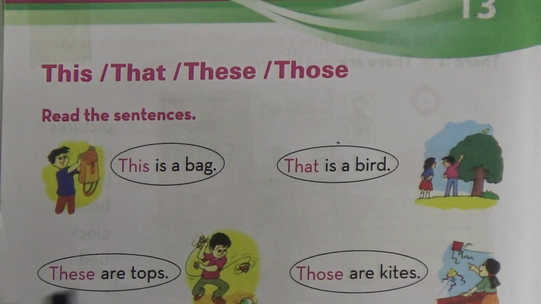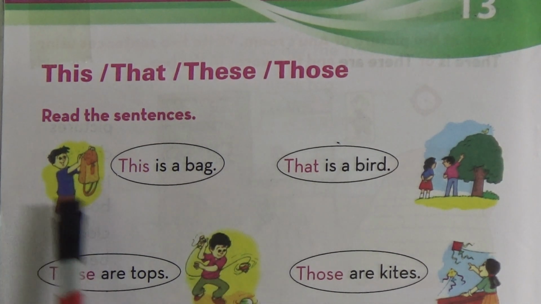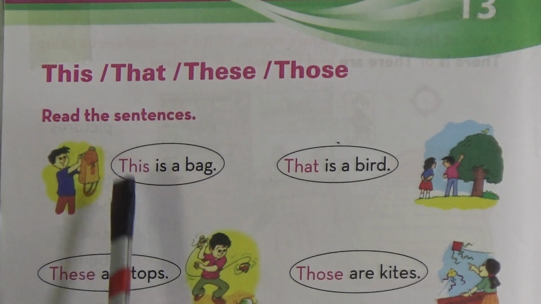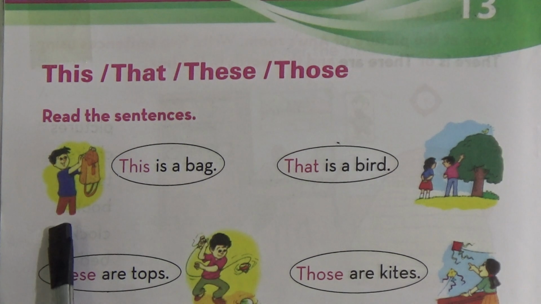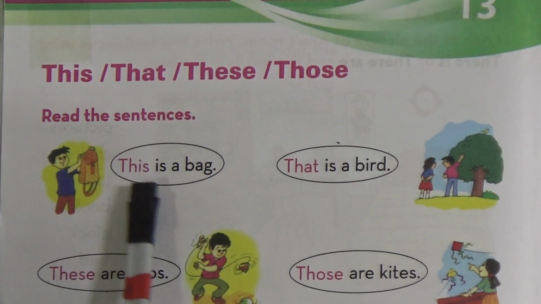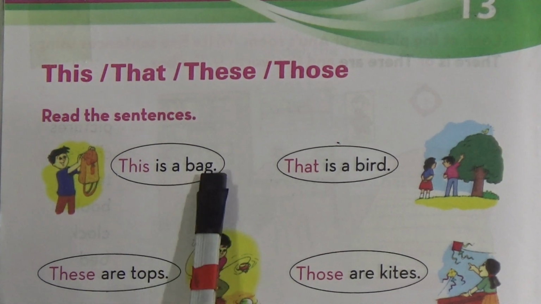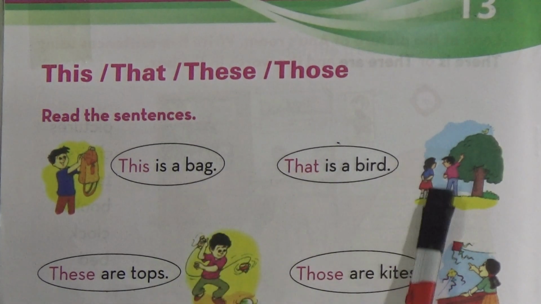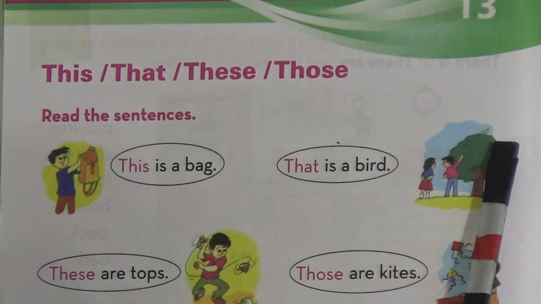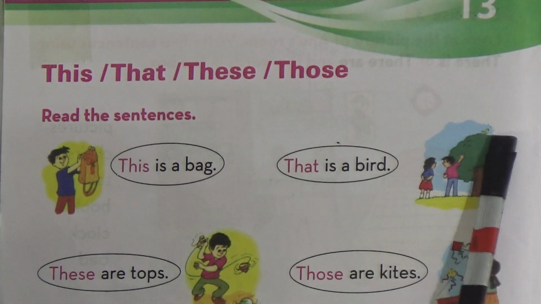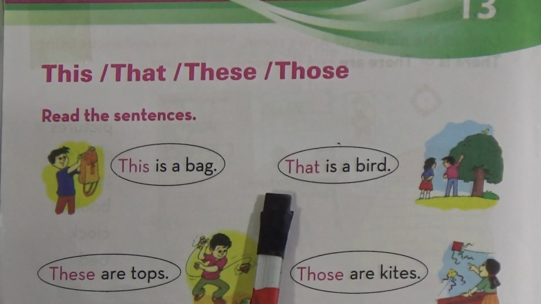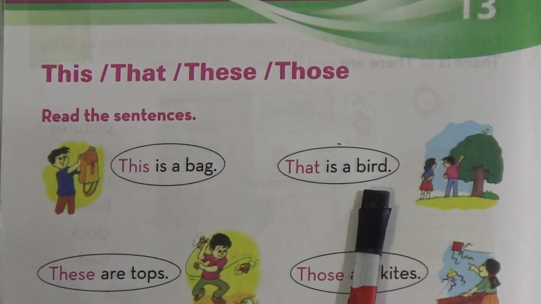So what can we understand from the picture? If we think, we can see that the boy is showing the bag. The bag is near to him. The bag is in his hand. That's why he is saying this is a bag. But here the boy is showing a bird and the bird is far from him and it is on the tree. That's why we have to say that is a bird.